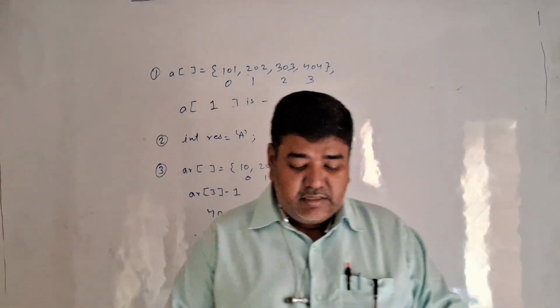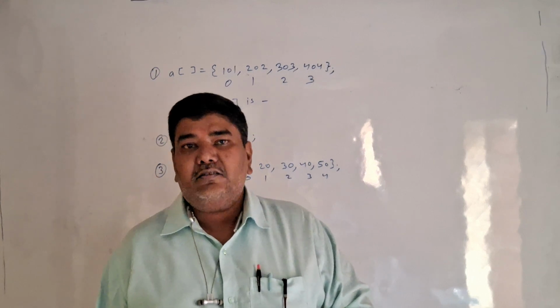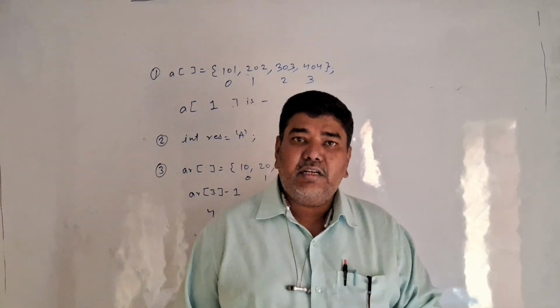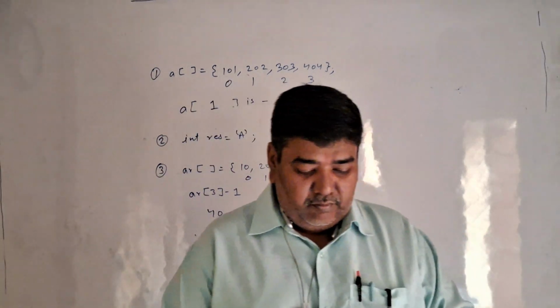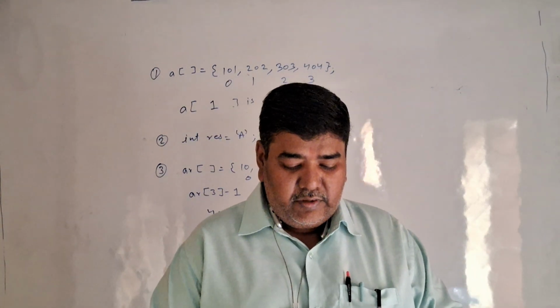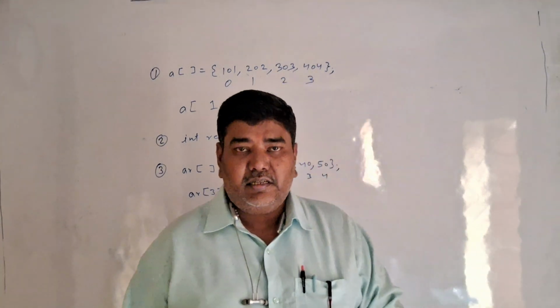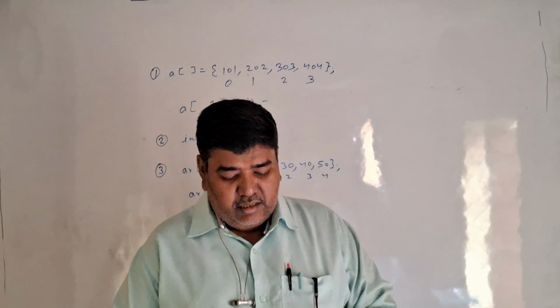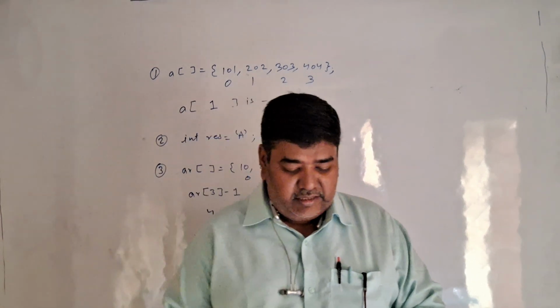Assertion: total number of elements in an array of size 10 will be 9. So this is wrong. If size is 10, then elements will also be 10. Counting 0 to 9, how many is that? It is 10. Reason: because the first element of an array is stored at the 0th index. Reason is correct, but assertion is false. So assertion is false and reason is true. The last option will be the correct answer.